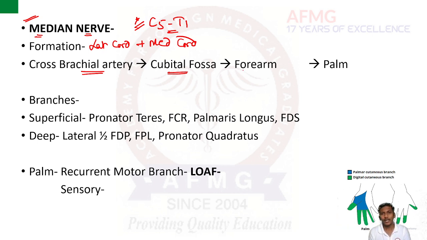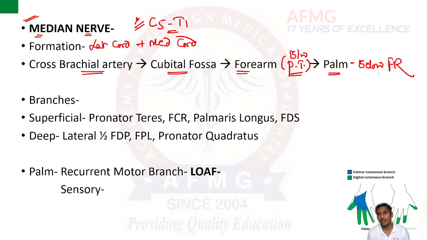From the cubital fossa, it further enters your forearm, and it enters the forearm between the heads of your pronator teres muscle. Then from the forearm, it courses onto the palm. When it enters the palm, it enters below the flexor retinaculum.